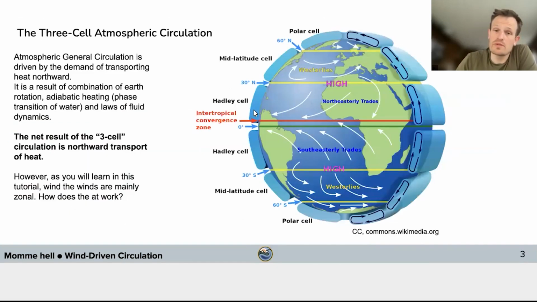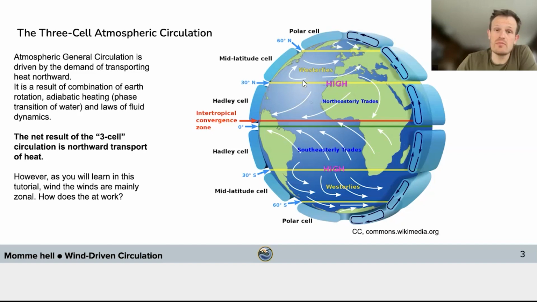You probably have heard about the 3-cell structure of the atmospheric circulation, with the Hadley cells around the equator between 0 and 30 degrees north and south, as well as the mid-latitude circulation, or the Ferrel cells, in between 30 and 60 degrees north or south. So there's one here, and there's one there. There's also a polar cell, which will not be part of this tutorial.